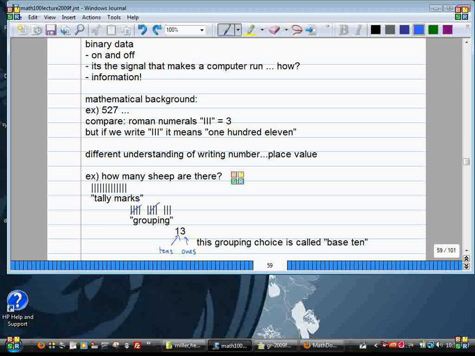Think about the number 13. What does the number 13 represent? 1 10 and 3 ones. So now go the other way, but with a different grouping. In this case, we have 2 5s and 3 1s. How would you write that down as a number? 23.